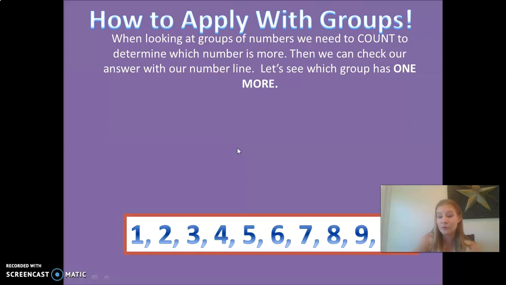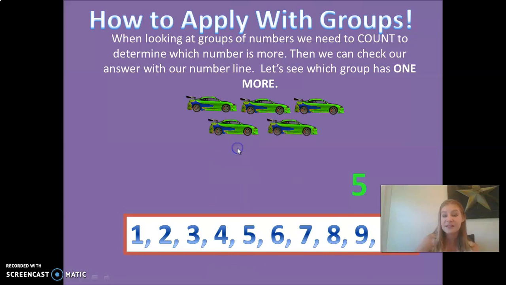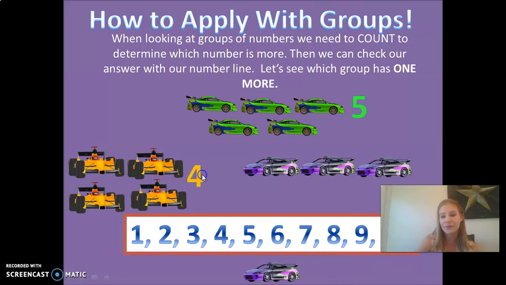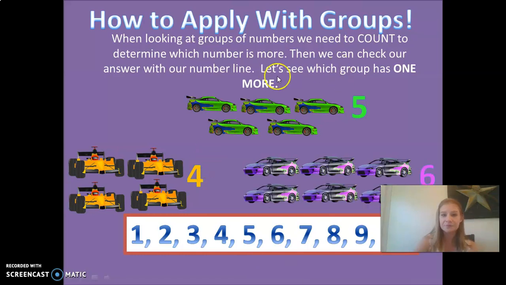So let's try it with groups now. We have 1, 2, 3, 4, 5 cars. And we have 1, 2, 3, 4 yellow cars. And we have 1, 2, 3, 4, 5, 6 purple cars. We want to know which of these groups has 1 more than our group of green cars.